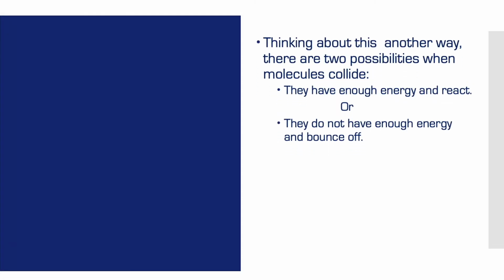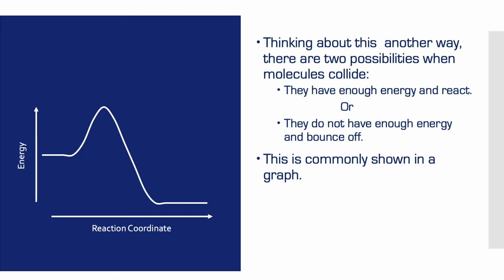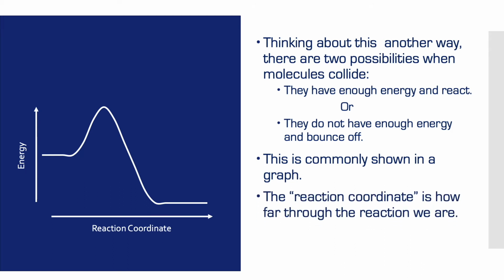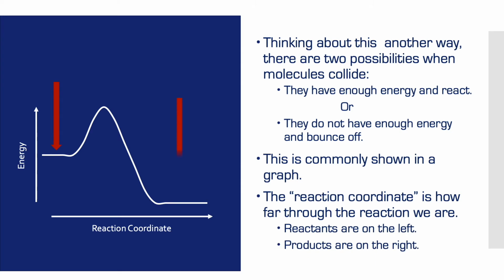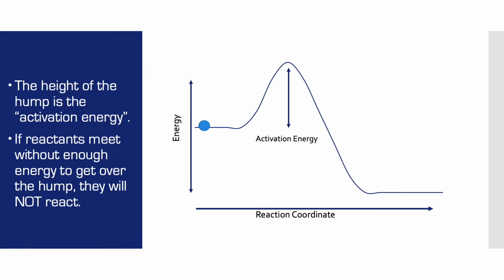Thinking about this in another way, there are two possibilities when molecules collide. Either they have enough energy and react, or they do not have enough energy and will bounce off. This is commonly shown in a graph. The reaction coordinate is how far through the reaction we are. Reactants are on the left, and products are on the right. The height of the hump is the activation energy. If the reactants meet without enough energy to get over the hump, they will not react.